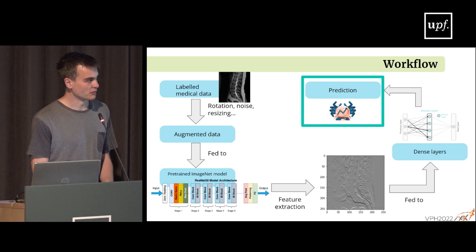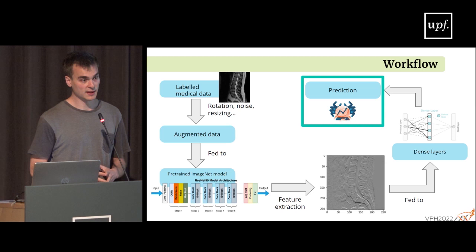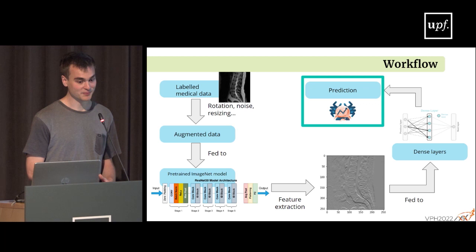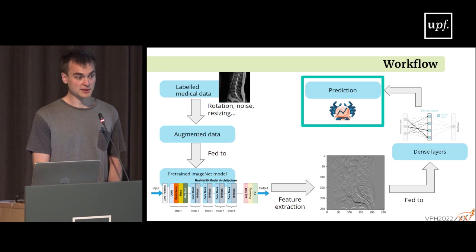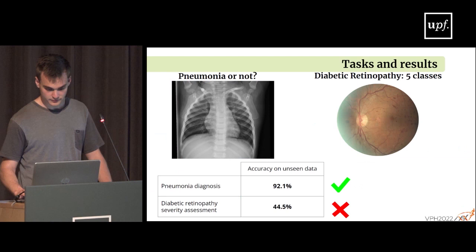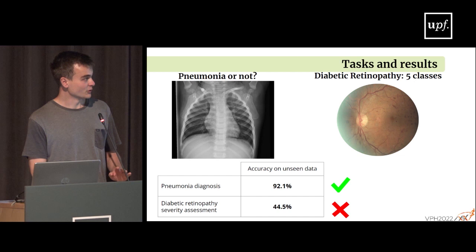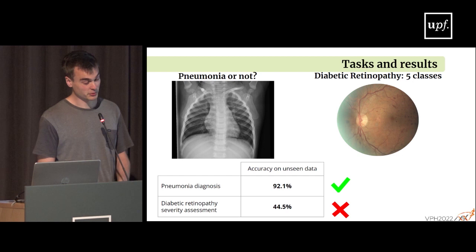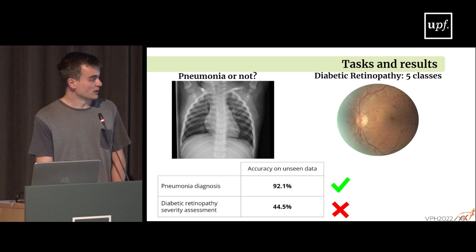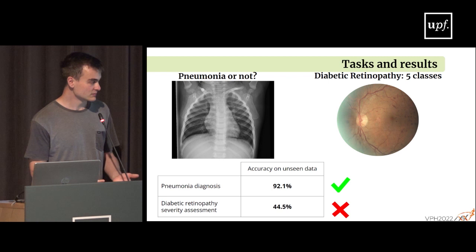Then we will feed those features to a bunch of dense layers, and these dense layers are the ones we will train to differentiate between the classes we're interested in, so the pneumonia or the stages of diabetic retinopathy. And finally, that will give us our prediction that we will compare to the label of the image. So our experiments, we did exactly like this with those two data sets we had. We reached very good accuracy on differentiating pneumonia and non-pneumonia patients, 92% here. And on the other hand, for the diabetic retinopathy, we did not reach anything good enough, like 44%.